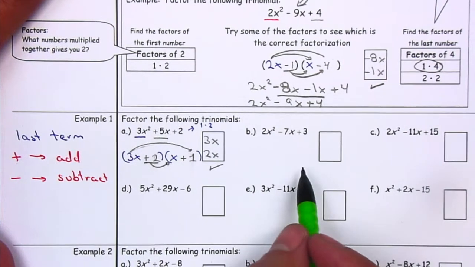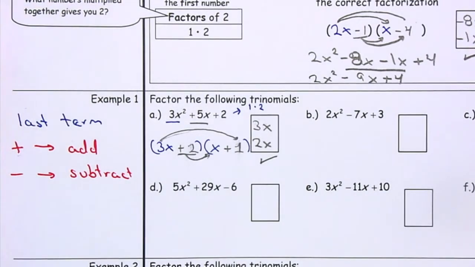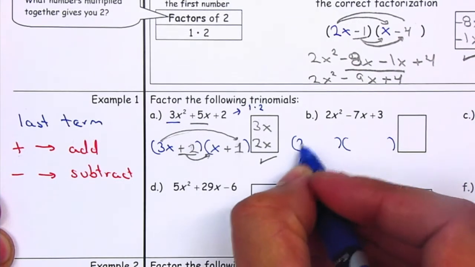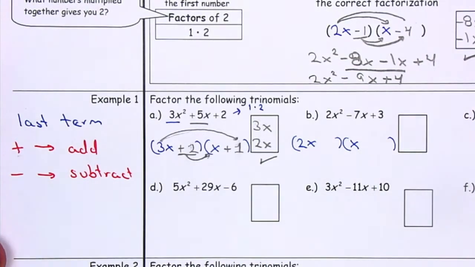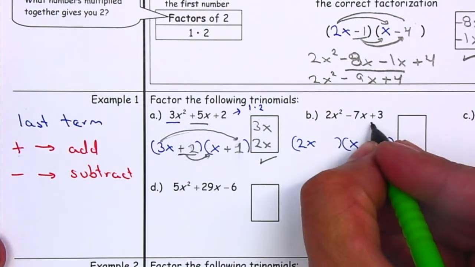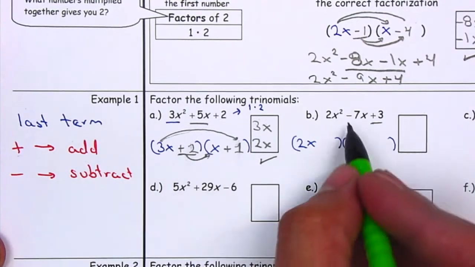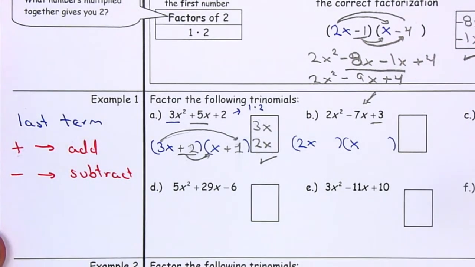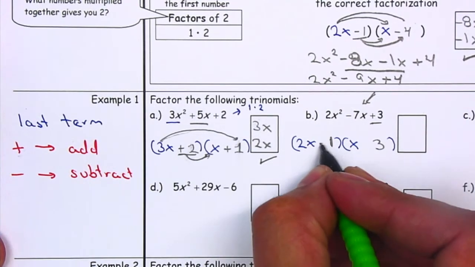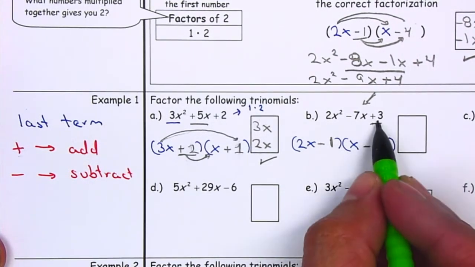So let's try example B. The factors of 2x squared will be 2x times x. The factors of 3 are 3 and 1. Now, this is a positive, so it means that whenever I add both middle terms, that will have to give me a negative 7 for it to be correct. I'm going to place my 3 here and my 1 here, and they both have to be negative, right? Because whenever I multiply a negative 1 times a negative 3, that gives me a positive 3.